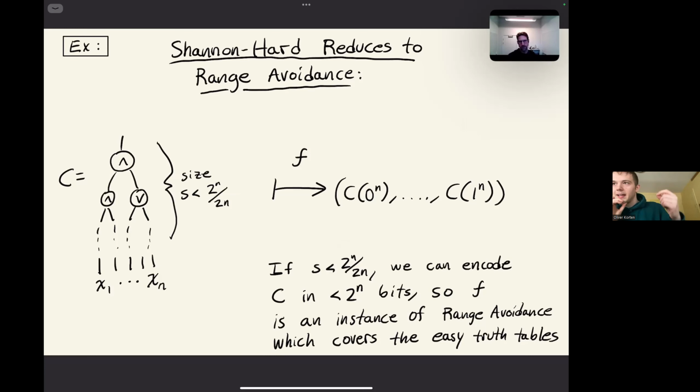So I have a small circuit. I can define some instance of range avoidance, which just computes the circuit on all possible inputs. Any truth table with a small circuit will be in the range of this map F. Did that make sense? Sorry, what I didn't mention is that if you choose S to be less than 2 to the n over n, then the parameters for this argument work. And this is known to be tight, as there is a circuit of basically that size, not exactly, but almost.